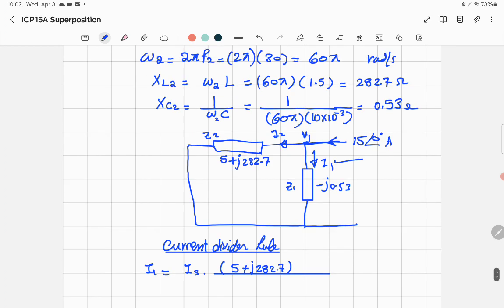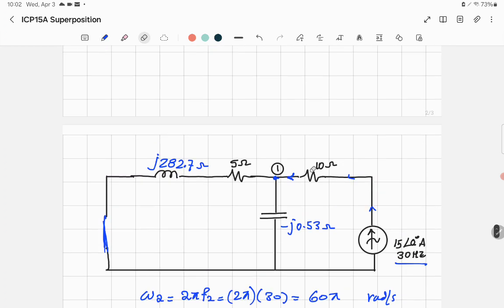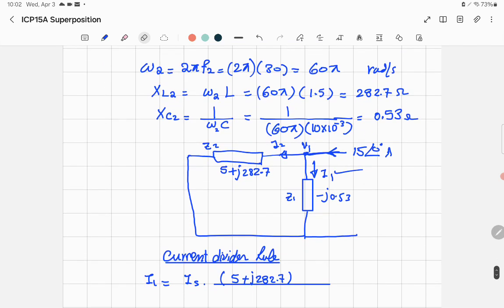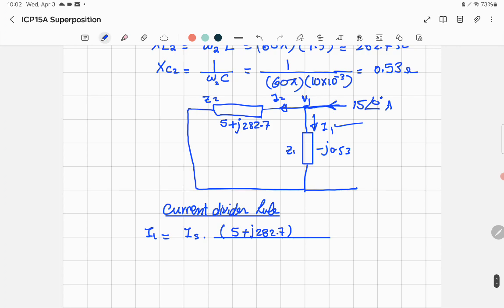When I say total impedance of the branches, I mean this one. Don't include this one, because the current is entering this node here, all right? That's the common mistake. Don't do it. So the parallel branches' total impedance will be equal to 5 plus J 282.7 plus the other one, which is minus J 0.53.